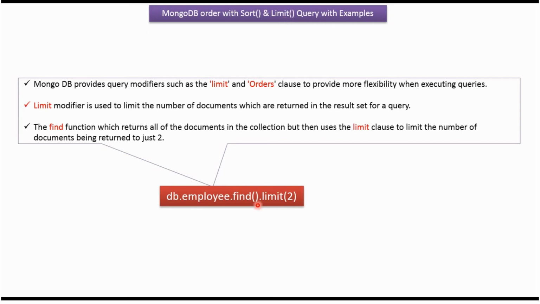Here you can see the sample query showing how to use the limit method. db.employee, where employee is the collection name, then the find method. The find method returns all the documents in the employee collection, and then we have applied the limit method, which limits the number of documents returned to 2. So only 2 documents will be returned.